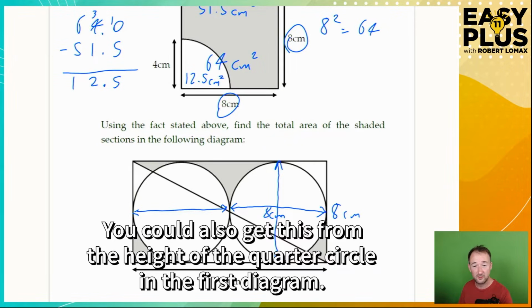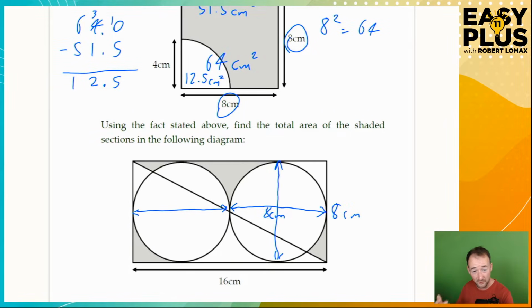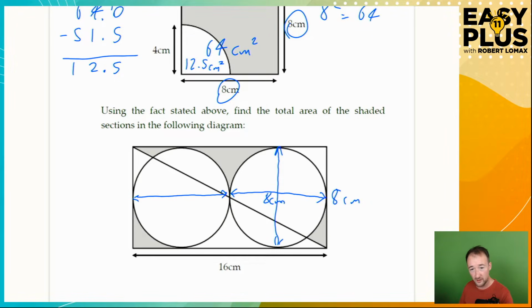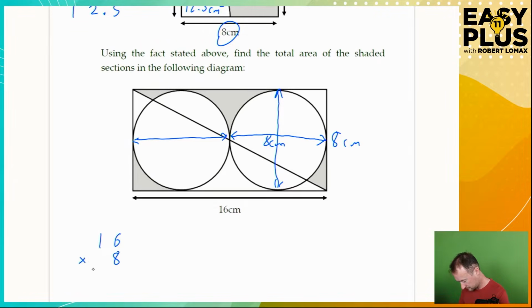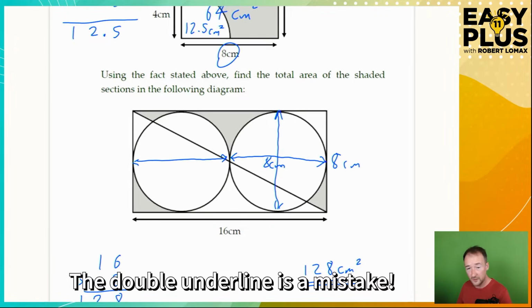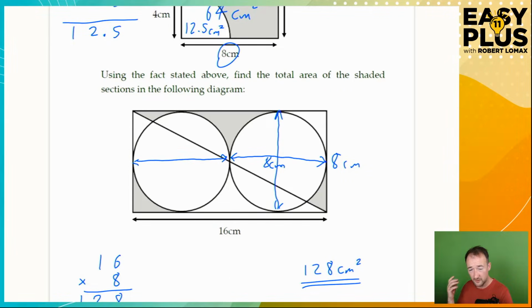So with that information, we can find the area of the entire rectangle, which is surely going to be useful to us in one way or another. So let's do a quick calculation. The area of the whole rectangle is 128 centimeters squared. Now, as we can see, all the shaded areas, as we've mentioned, are outside the circles.